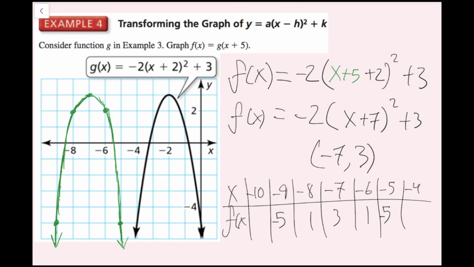Anyway, we've successfully graphed this. It doesn't tell us to describe it, but all we've done is just translated this g of x 5 units to the left. That's what this plus 5 did right here. That is a horizontal translation, 5 units left. Anyway, now we're done with example 4.